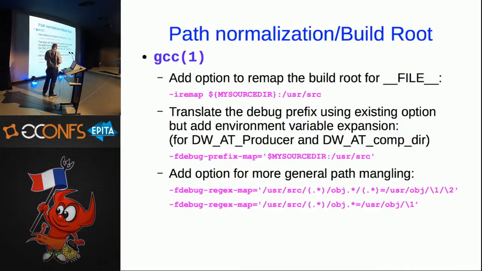And finally, the more complicated stuff was after this is applied. Basically now your tree is already normalized to /usr/src. Depending on whether you're building on NetBSD with object directories or not, your build paths become different. So I added another option called debug regex map. I guess people at GCC have trouble taking this one. They will never take that one. So I don't know what to do about that.